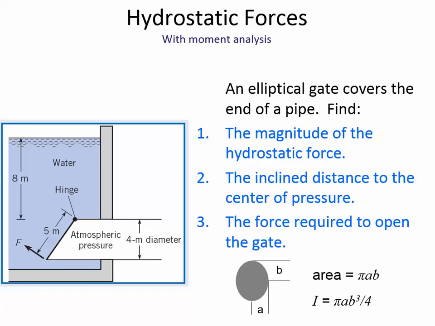We're going to do a small moment analysis where we have the force acting. If here is the centroid, the force will be a little bit below the centroid. So here's the hydrostatic force pushing the gate closed. And what if we want to open the gate? How much are we going to have to pull on that? All right. Same procedure as before, it's at a different angle.